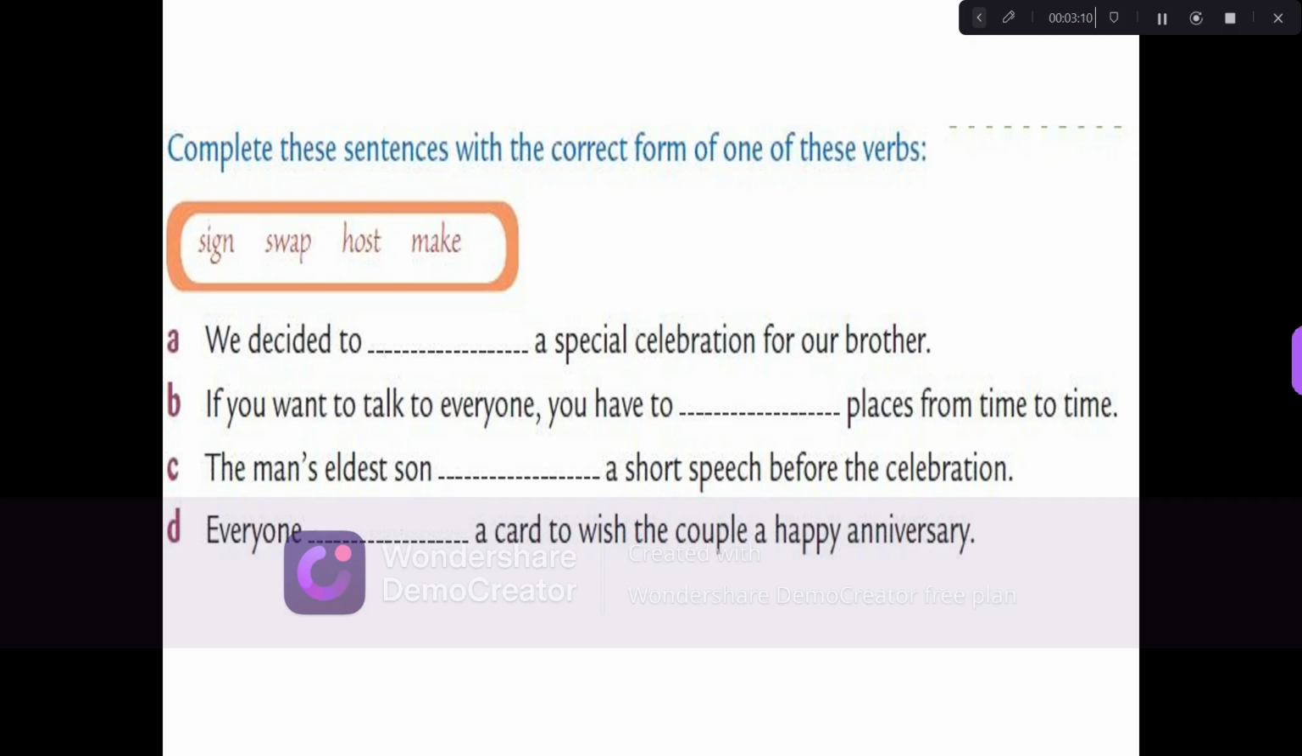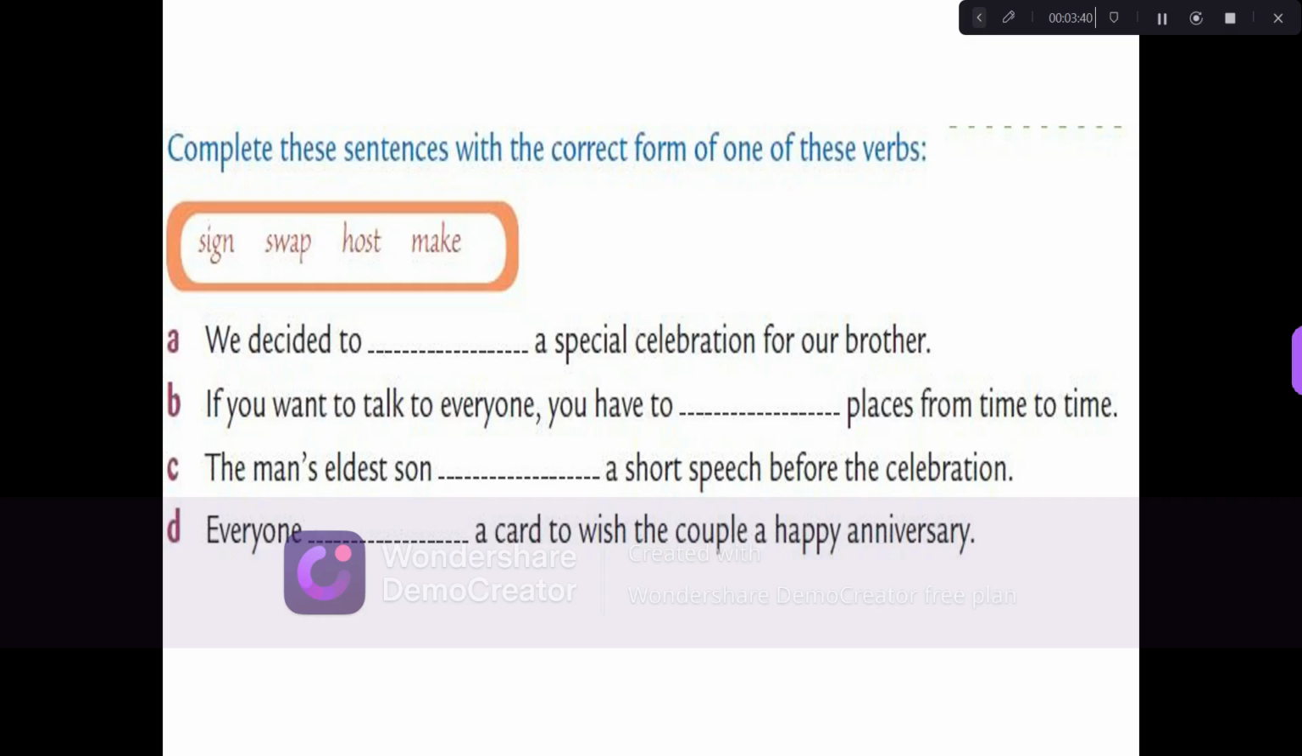Let's answer now the questions that follow. We decided to make a special celebration for our brother. What is the correct answer? What do you think? Of course, the correct answer is to make a special celebration. If you want to talk to everyone, you have to swap places.